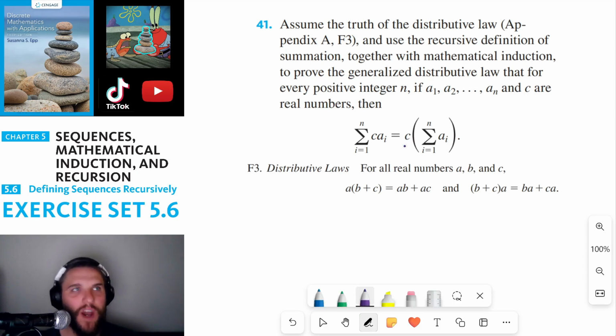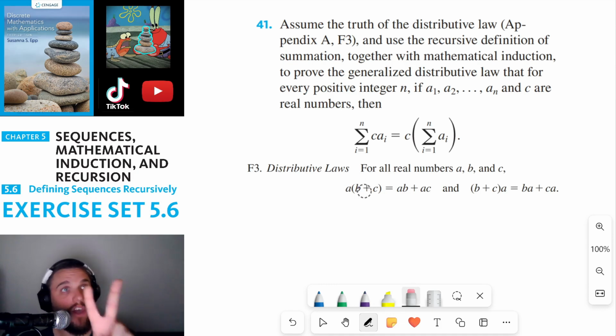Now I really want to emphasize what the distributive law says here. This says that if we have a times parentheses b plus c, we can essentially distribute the a to both terms to get ab plus ac. Now I really want to emphasize that the distributive law can only be applied to two terms.